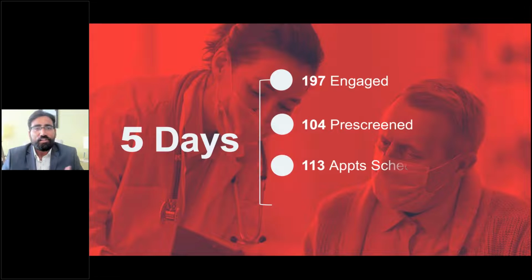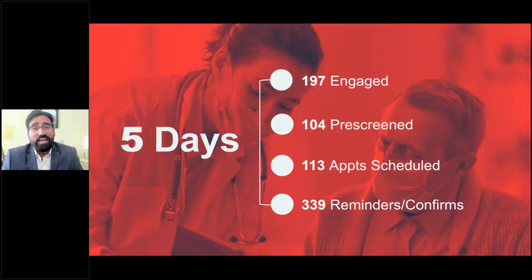For one phase 3 COVID-19 vaccine trial, an AI assistant automation-first approach led to a site closing enrollment in 5 days. An AI assistant supported 197 patients and engaged them, pre-screened 104, scheduled 113 appointments, and sent 339 reminders and confirmations, all automatically. This saved the site time to focus on the one-on-one patient interaction that actually increases patient centricity.